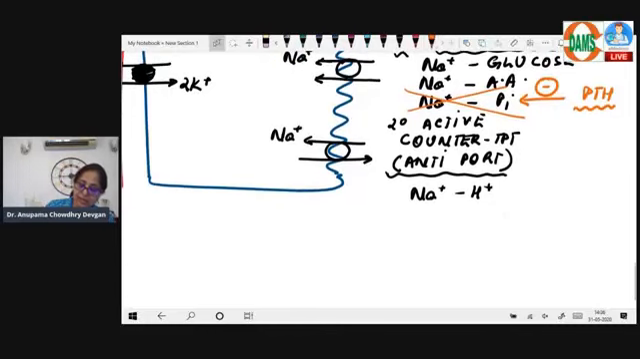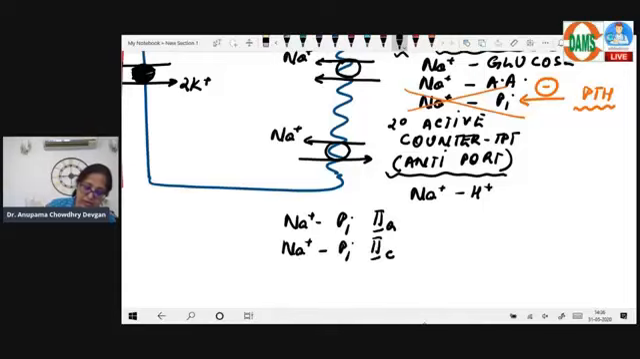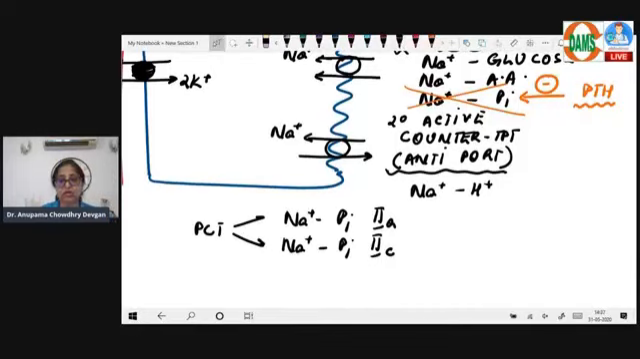Now, remember, there is a sodium inorganic phosphorus 2A protein and a sodium inorganic phosphorus 2C protein. PCT has both of them. Parathormone selectively inhibits the 2A protein. It does not act on 2C. This is the phosphaturic action of parathormone.